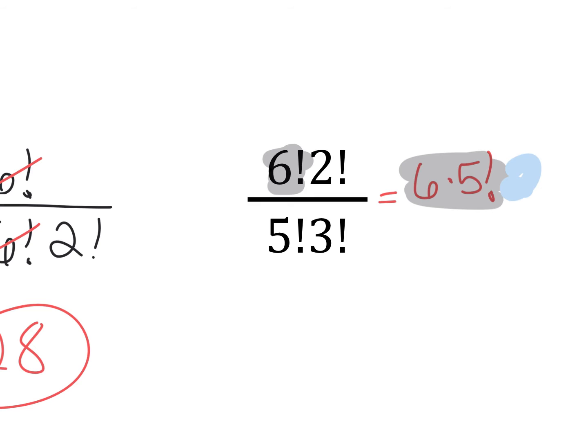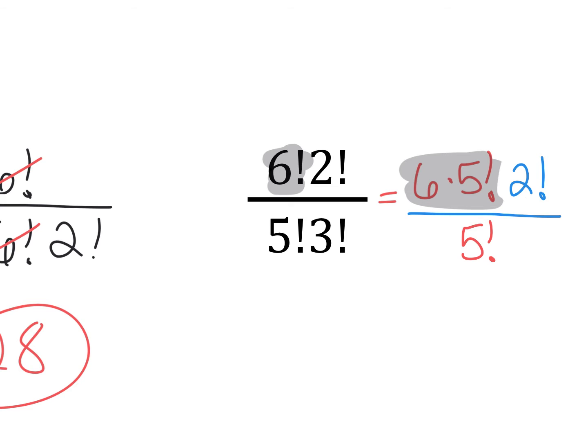Oops, I did not mean to highlight that. I wanted to write that in blue. So then we're going to have 2 factorial divided by, well, 5 factorial. That's going to be a match with the 5 factorial in the top.